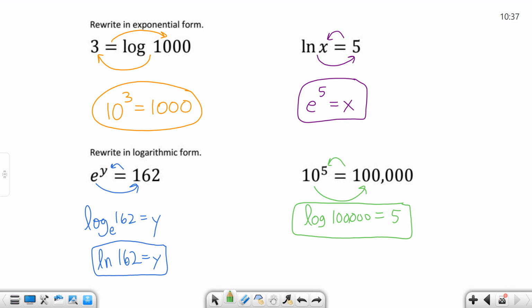All right, so I hope this helps you out with the basics of logarithms, rewriting from one form to the other, and the common log and the natural log.